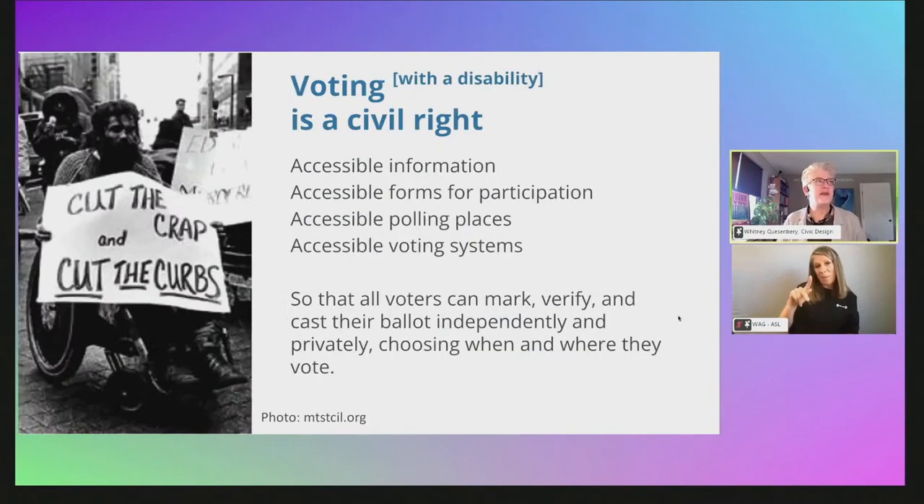So to close, I just want to say, we have to stop thinking about voting with a disability as something that people need assistance with, and all the terrible things that people say about people with disabilities, and really start to think about voting with a disability as a civil right, just like voting is a civil right. And that doesn't just mean the voting system. It means accessible information. It means having the forms accessible. It means having polling places accessible and having voting systems accessible, so that people really can not just mark a ballot, but mark, verify, and cast their ballot when and where they want to vote.